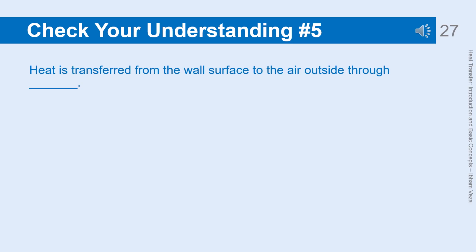Check your understanding number 5. This question emphasizes the mechanism of heat transfer from a wall surface to the surrounding air. The correct answer is convection, since it involves interaction between a solid surface and the surrounding fluid. This concept appears frequently in the analysis of heating and cooling of surfaces. Understanding the dominant mechanism is essential for selecting the appropriate correlations. It also helps in designing effective cooling systems.